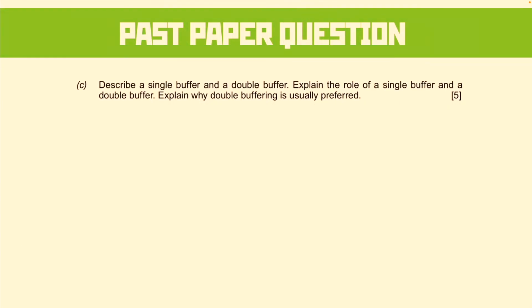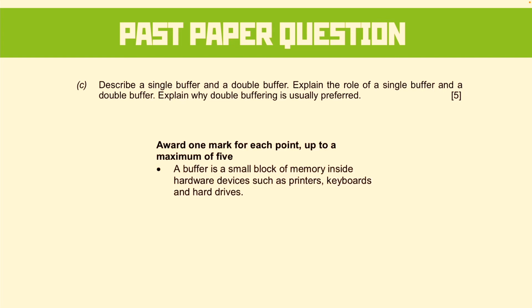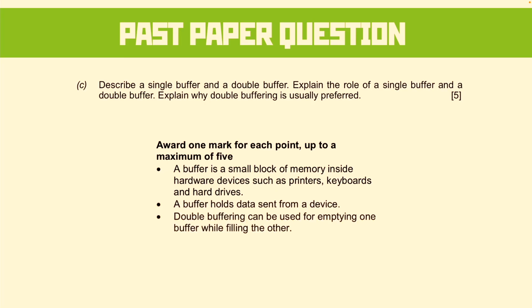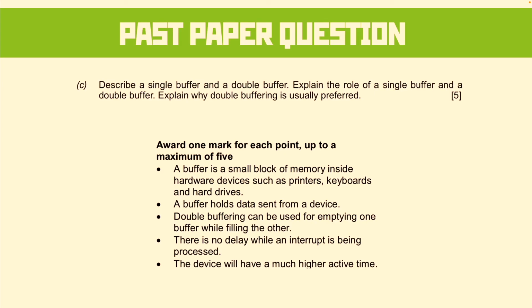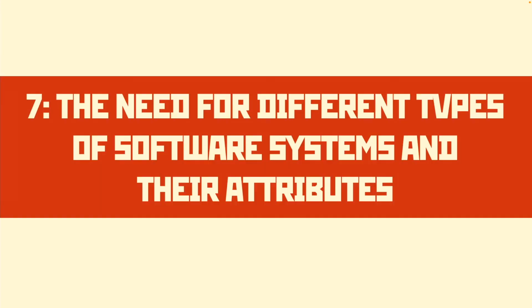Here's a bit of a random question about a double buffer. What's a single buffer and a double buffer, and why do we care about them? Well, a buffer is a small block of memory inside a hardware device, and it holds the data sent from a device. Double buffering is used when we're emptying one and filling another. The idea is that the hardware device never has to stop because one of its buffers is already full. It'll therefore be active much more often than if we had one buffer which would fill, empty, and need to be filled again.